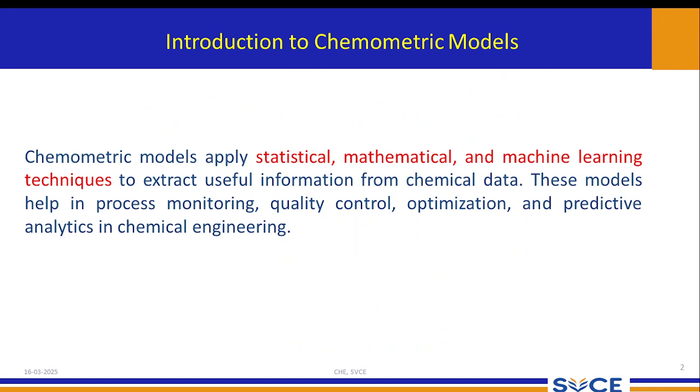Chemometric models apply statistical, mathematical, and machine learning techniques to extract useful information from chemical data. These models help in process monitoring, quality control, optimization, and predictive analysis in chemical engineering. Any model helps us understand the relationship between the dependent variables and independent variables, and also helps you to optimize the process.